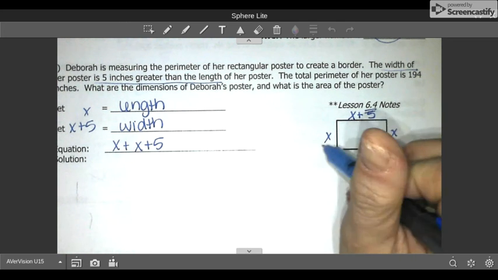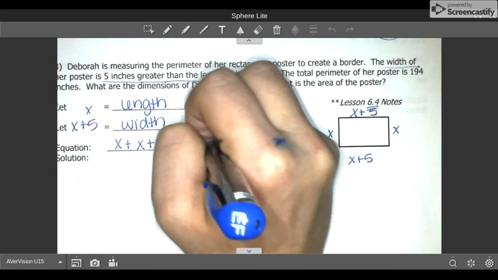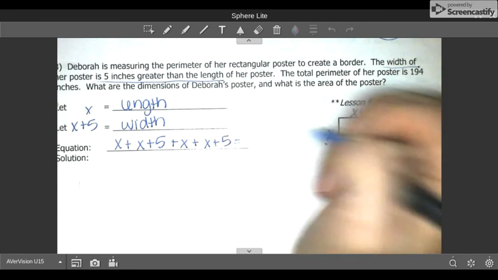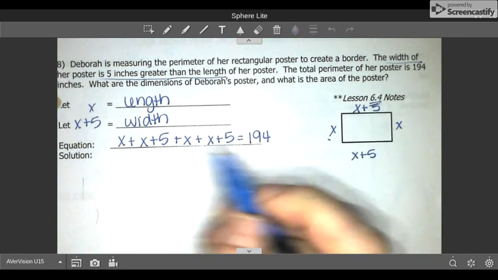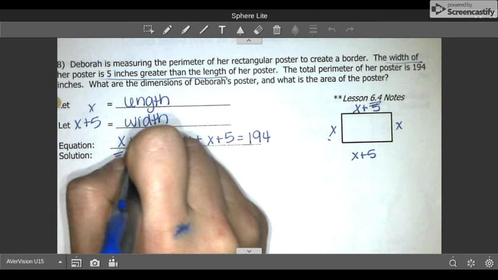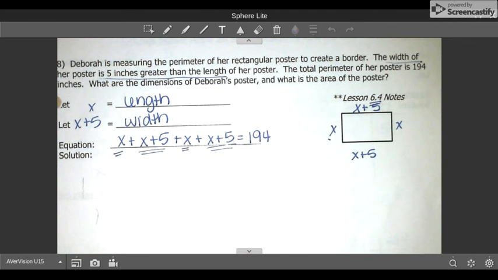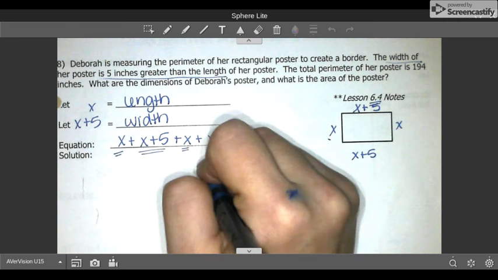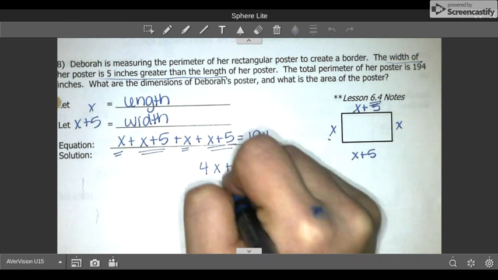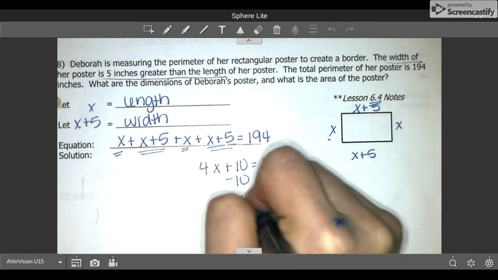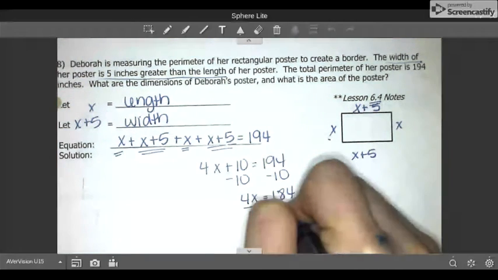So you could multiply this by 2 and multiply this by 2, or you can just literally add 4 sides together. That's okay too, because then you don't risk getting the distributive property incorrectly. So there's my length, there's my first width, there's my other length, there's my second width. So now I'm going to combine my terms, and I have 4x plus 10. So 4x plus 10 equals 194. I'm going to take away 10 from both sides. 4x equals 184. I'm going to divide by 4 on both sides.